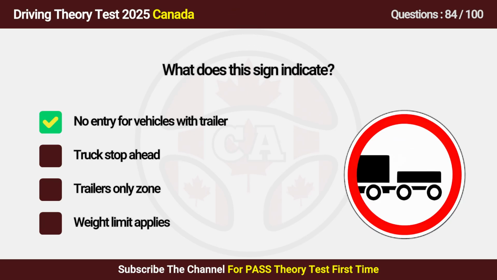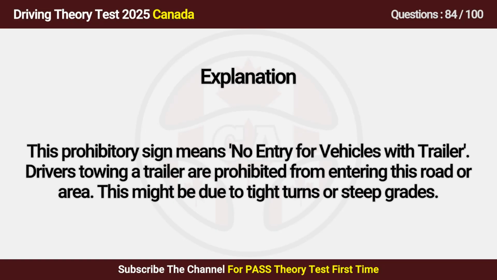Answer is A. No entry for vehicles with trailer. This prohibitory sign means no entry for vehicles with trailer. Drivers towing a trailer are prohibited from entering this road or area. This might be due to tight turns or steep grades.